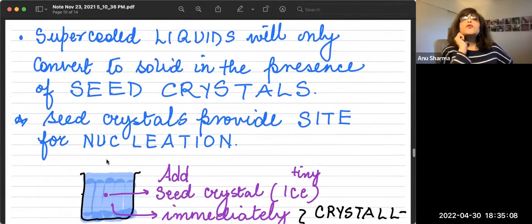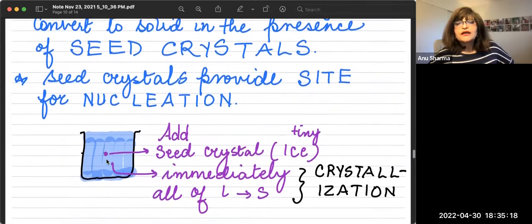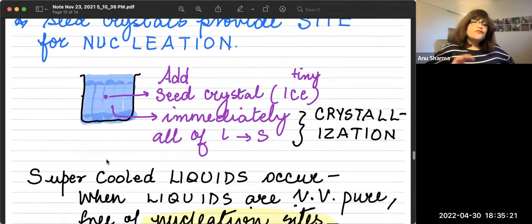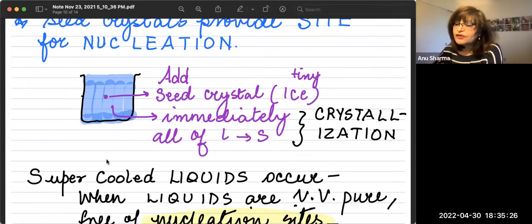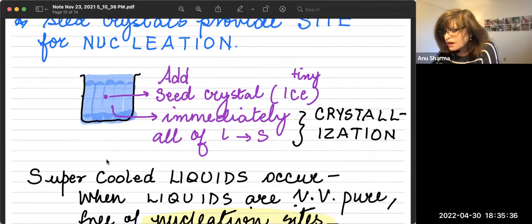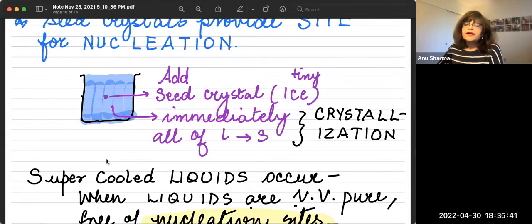Now, supercooled liquids will only convert to solid in the presence of seed crystals. And the seed crystals provide the site for nucleation. So what does this mean? That means very pure liquids. These pure liquids have no vapors, no viruses, no bacteria, no air also, and no kind of impurity. So it's a 100% pure liquid, right? And so this liquid does not have any impurity.